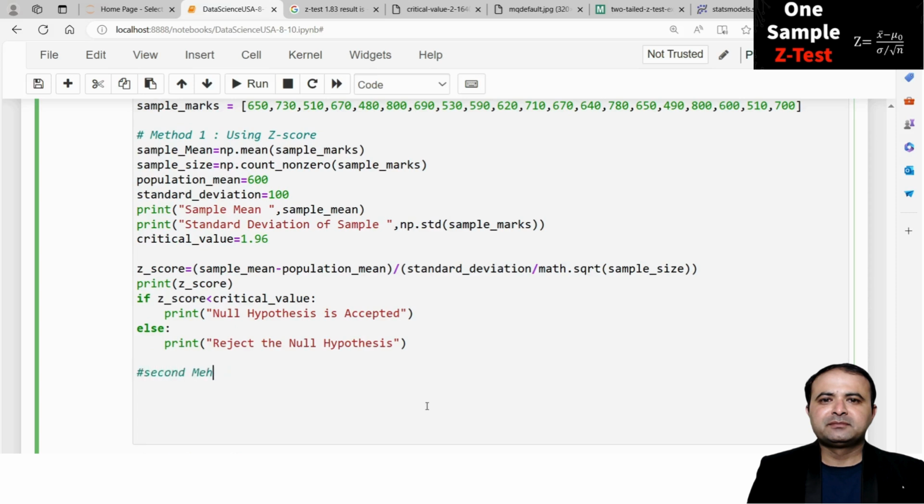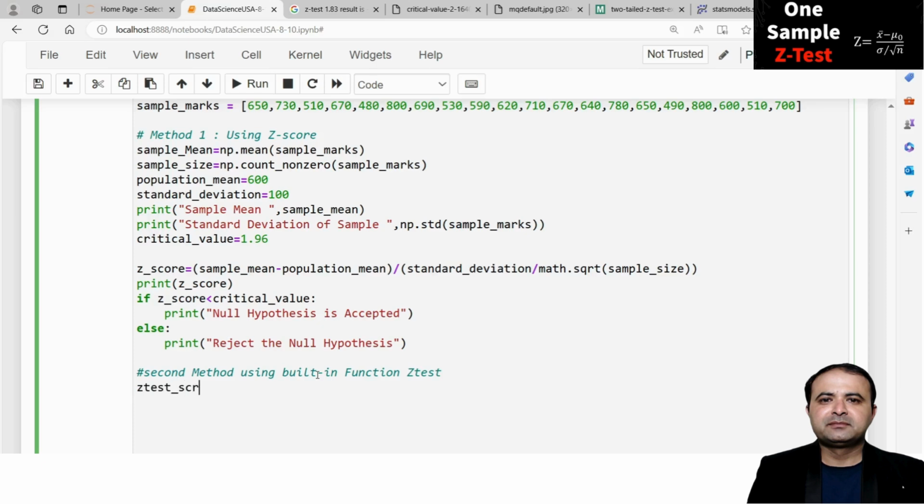Second method, using the built-in function ztest. Built-in means a ready-made function which we can use easily. Now I can pass the ztest.